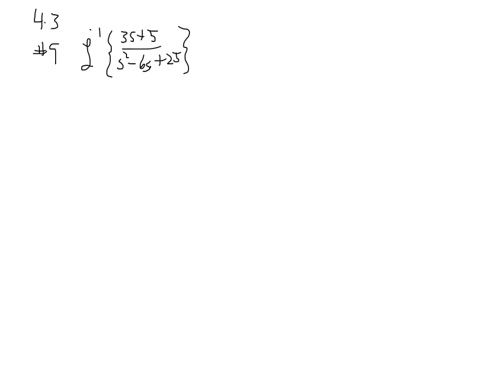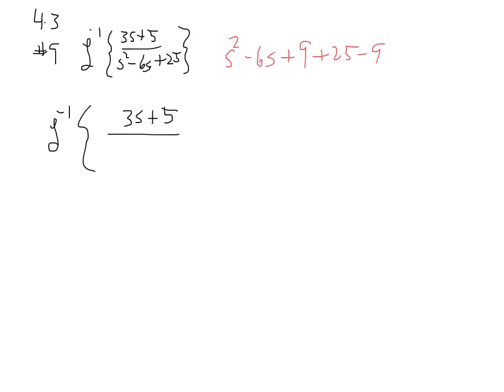Okay, completing the square, we have s squared minus 6s plus, we're going to have to add 9 plus 25, and we subtract 9. So we end up with the inverse Laplace transform of 3s plus 5 over s minus 3 squared plus 16.